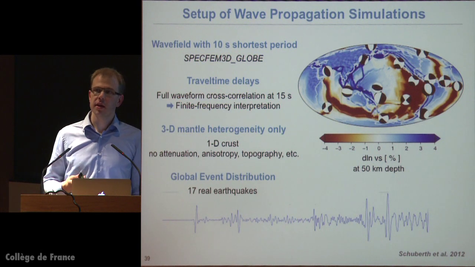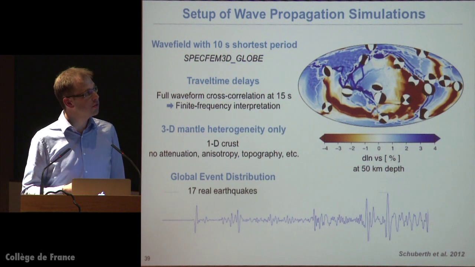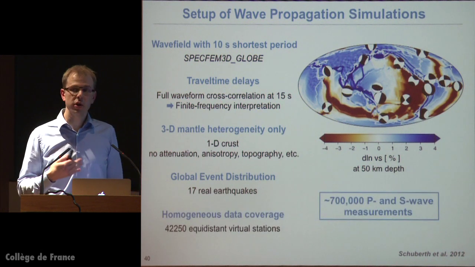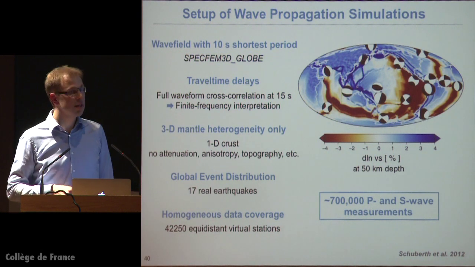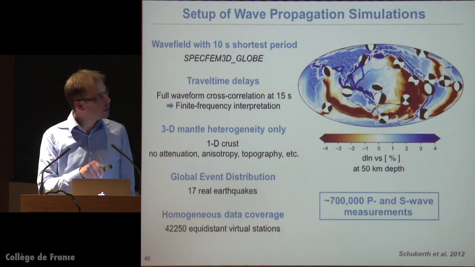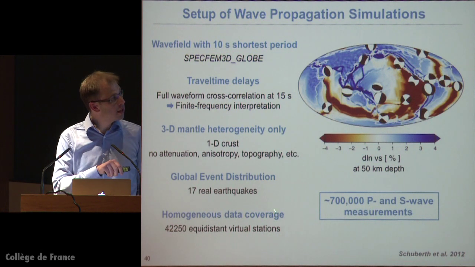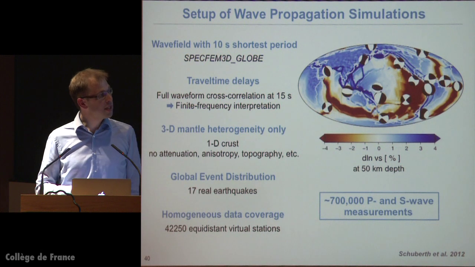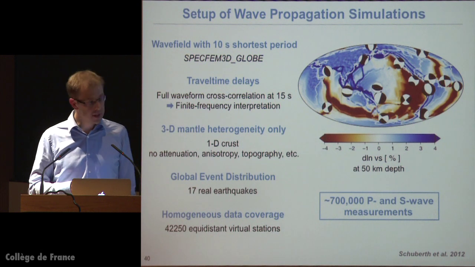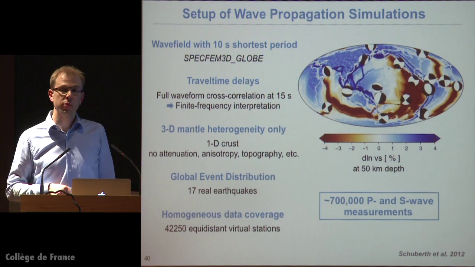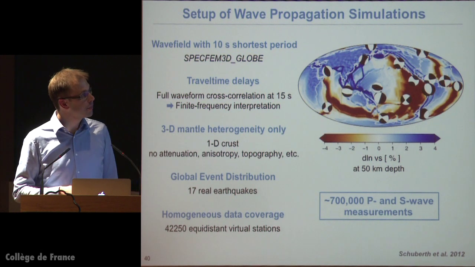So in order to get a good and homogeneous illumination of our mantle structure, we then record the synthetic wave field on more than 40,000 virtual stations. So we extract the wave field at the surface more or less all over, and altogether we come up with around 700,000 measurements of P and S wave travel times. So this is more than comparable to the number of measurements that you typically get in seismology.